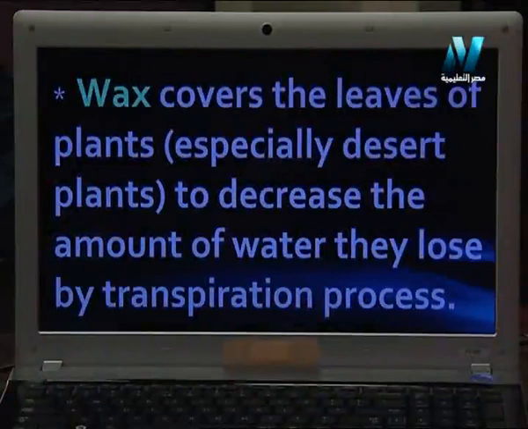Another one, wax. Wax here covers the leaves of plants, especially desert plants, to decrease the amount of water they lose by transpiration process. Desert area has no water, a rare amount of water.